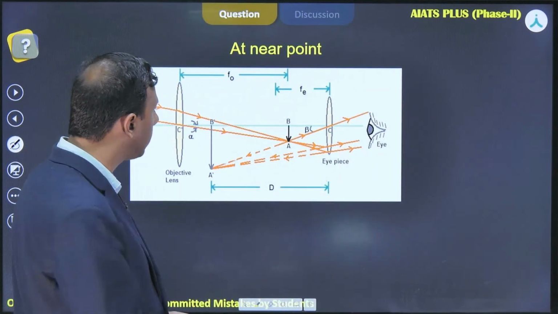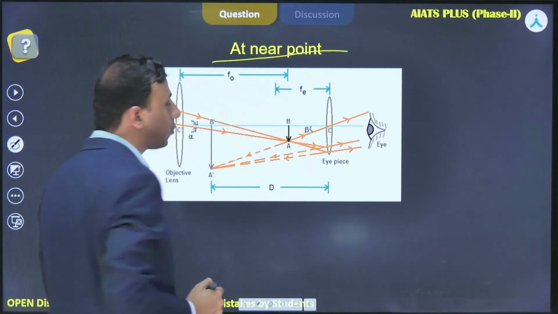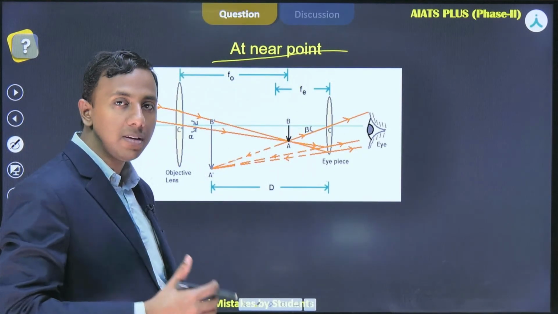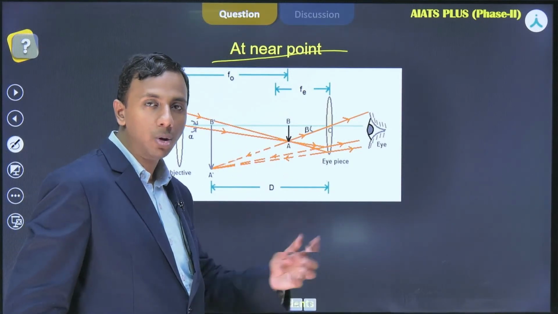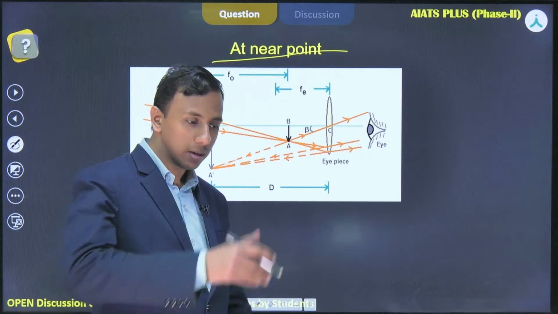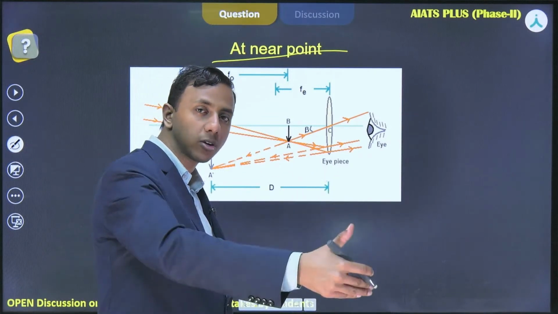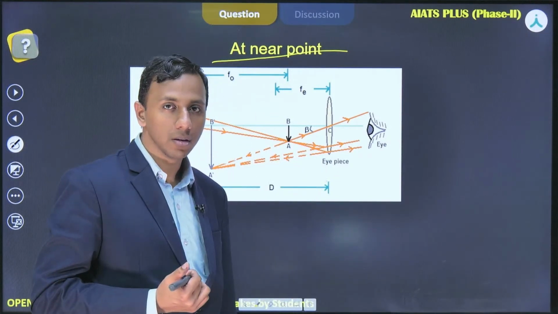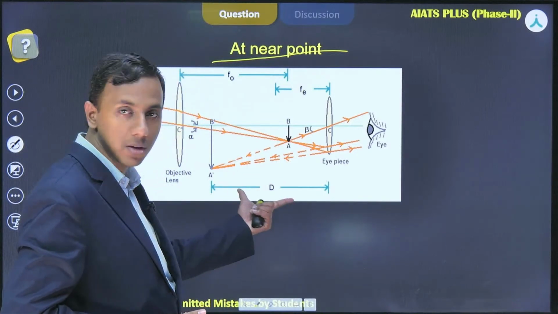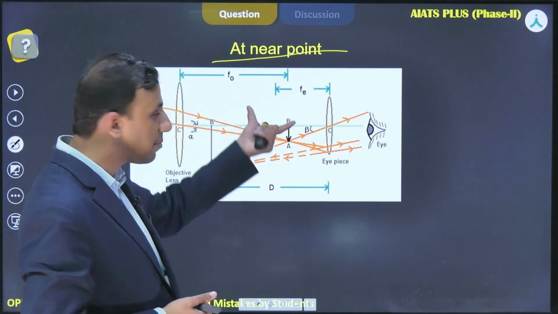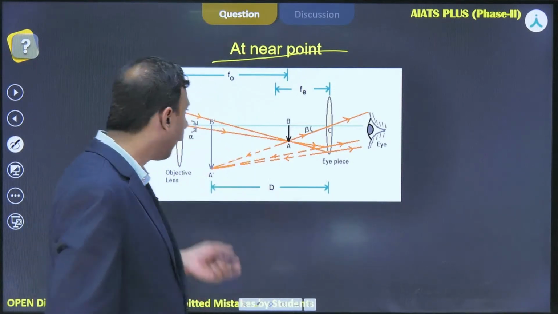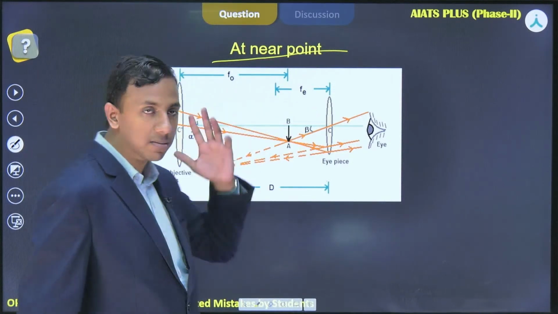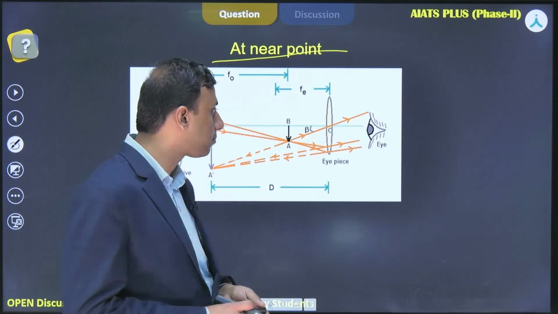And if you see over here, in the second diagram, the final image has been formed at the near point. Near point meaning D. D is equal to 25 centimeter, right? Near point means you won't be able to see an object that is placed closer than the near point. Again, the same F naught and Fe they have drawn. And if you notice, F naught is much bigger than Fe. And also objective is bigger than eyepiece.